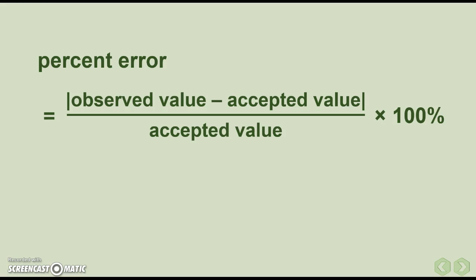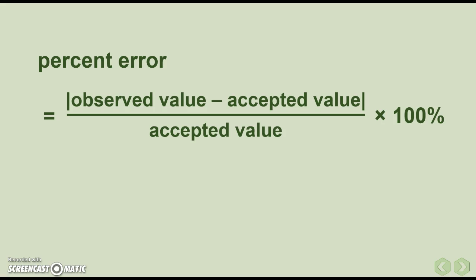And the observed value would be what you get. Okay, that's your experimental value. So you do a lab, you get some data, that's your observed value. The accepted value is the standard. In other words, here's what you were supposed to get. Here's what the accepted value is.